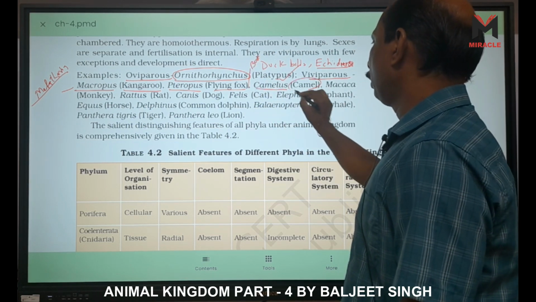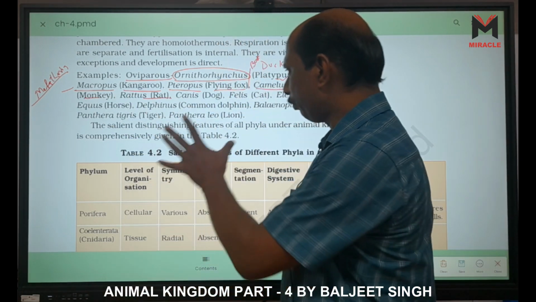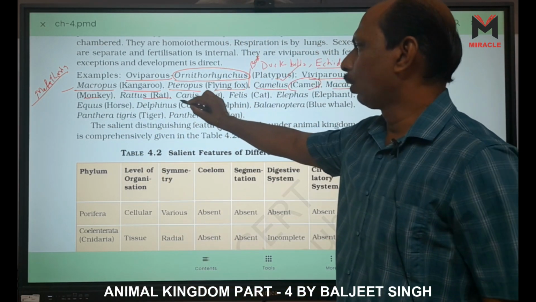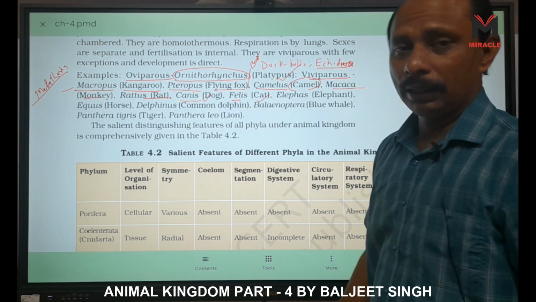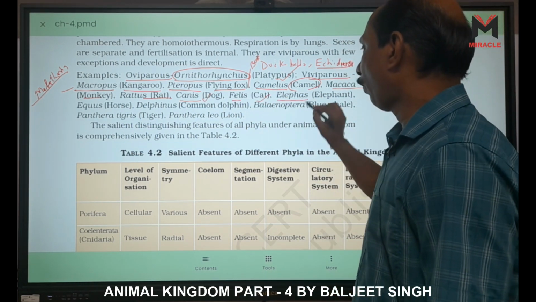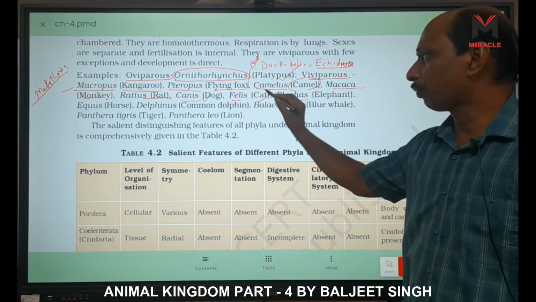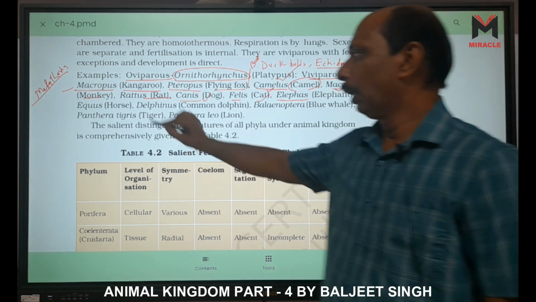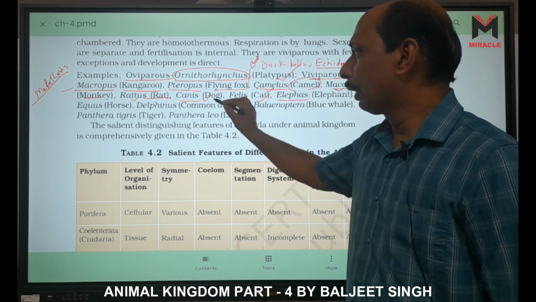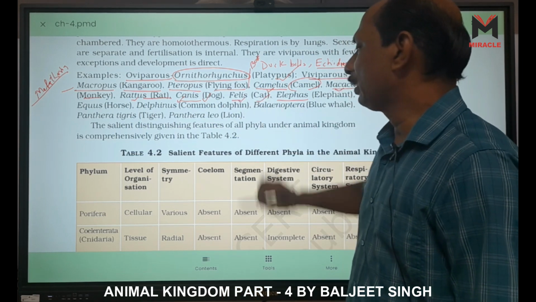Camelus, camel. Macaca, monkey. Rattus, rat. Canis, dog, right? Felis, cat. Already you read this one. These are genera. Elephas, elephant. So some previous ones: camel, monkey, macaca, rat, rattus, canis means dog. Felis, cat.